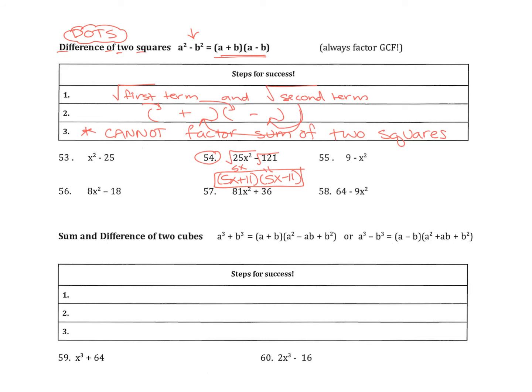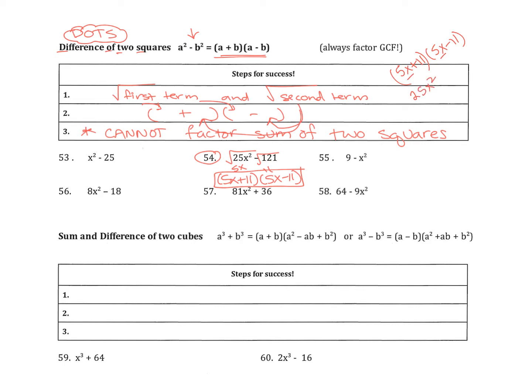Let's take a look at checking this answer. I'm just going to write up to the side up here. I've got the 5x plus 11 times the 5x minus 11. So FOIL or box, whatever is your preference. I'll do this with FOIL because I'm lacking room here. So when I multiply the first, the 5x times 5x, I get 25x squared.